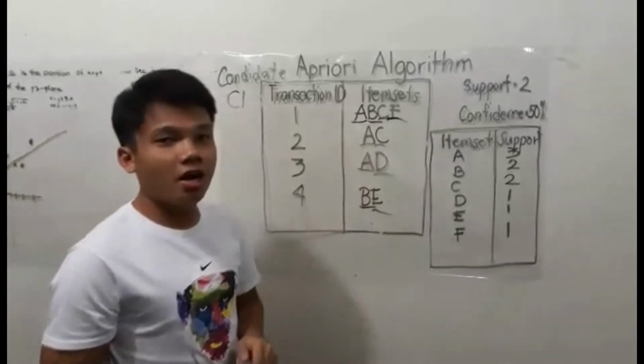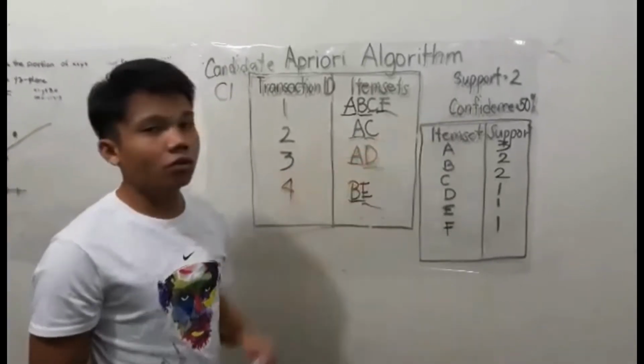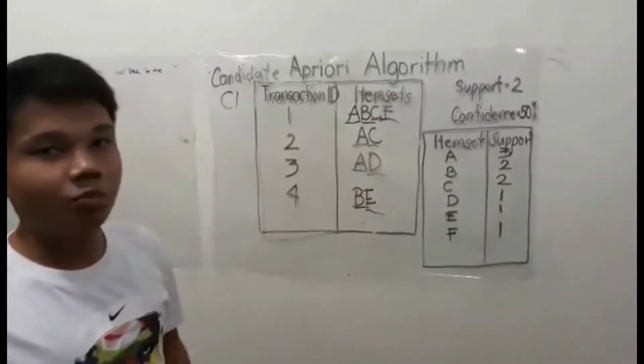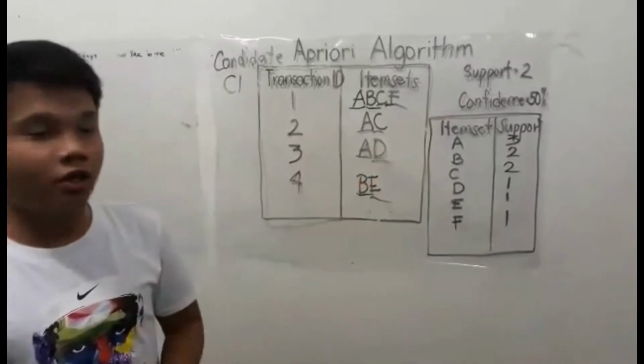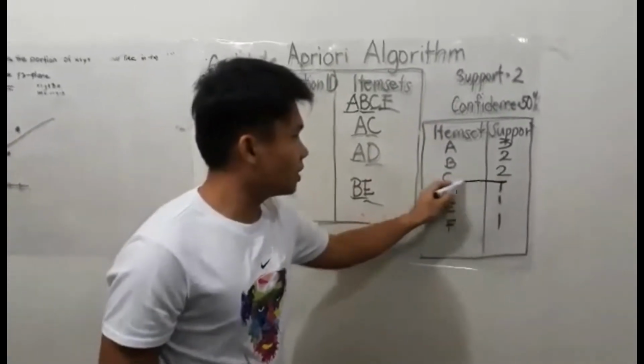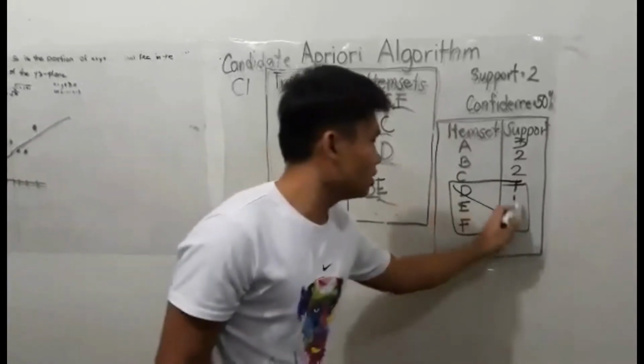As I have said earlier, the minimum support is equivalent to 2. And when the support is less than the support given, it will be ignored. And this particular item set, which is equivalent to number 1, will be ignored.